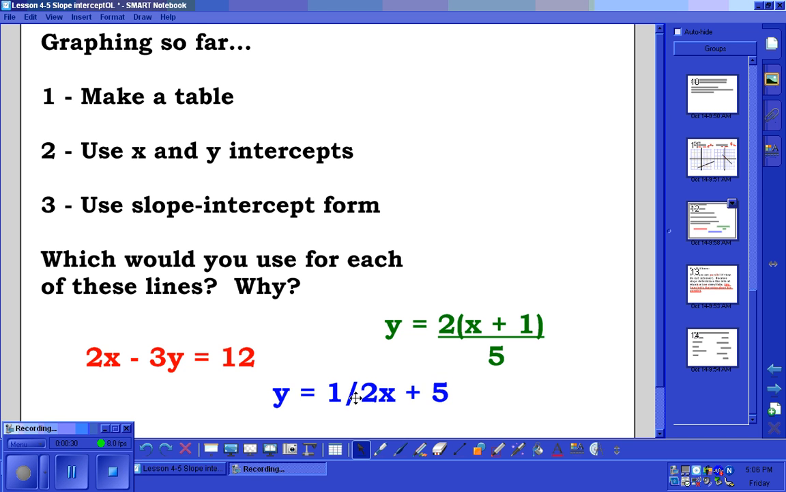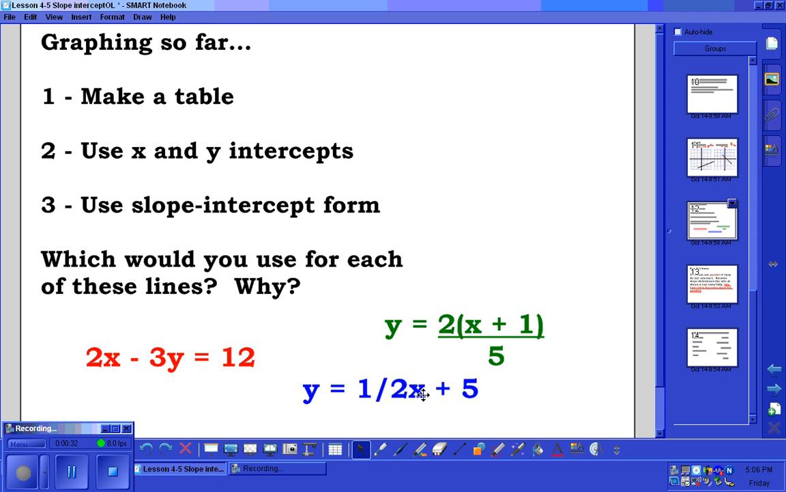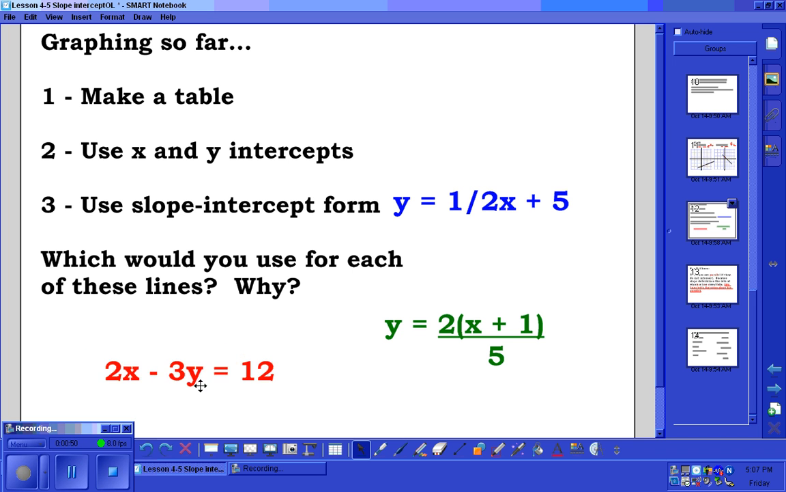Well, I bet you recognize this one. What form is this one in? Slope-intercept form. You could use a y-intercept of 5 and a slope of up 1 over 2 to graph that line. Piece of cake. This red one right here, that's in standard form, and it would be pretty easy to find the intercepts. Just set y equal to 0, 2x equals 12, so the x-intercept is 6. Finding the y-intercept is just as easy. Great candidate for x and y-intercepts.